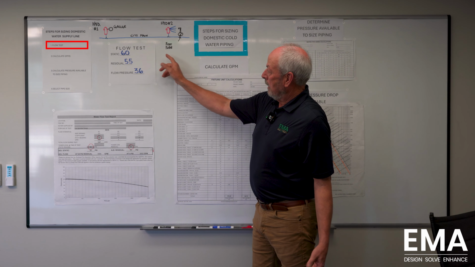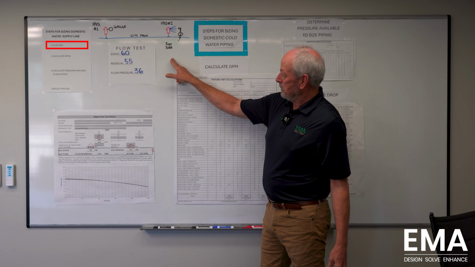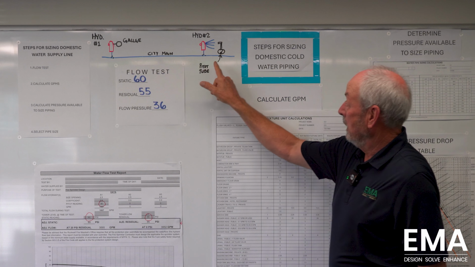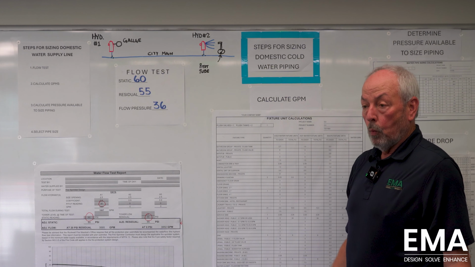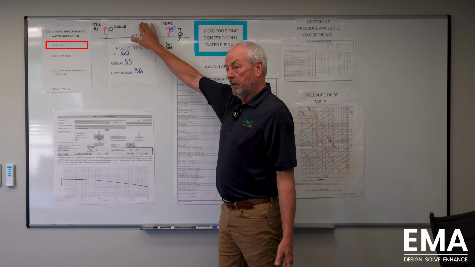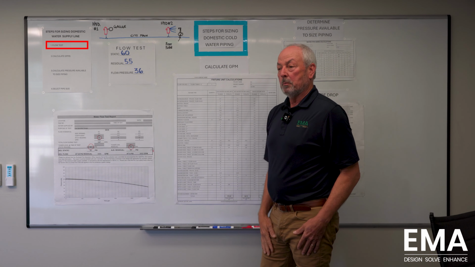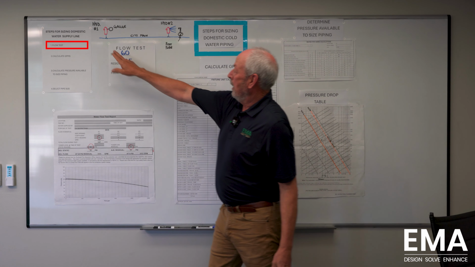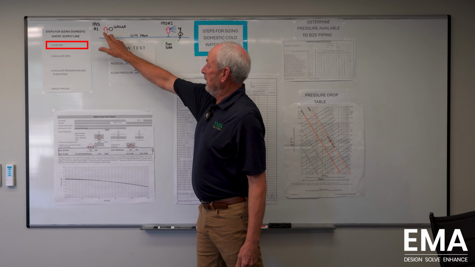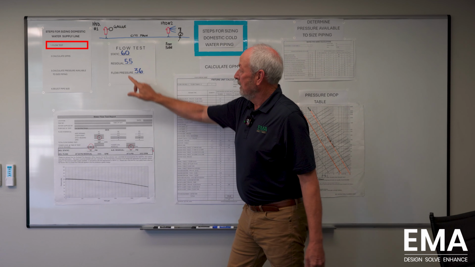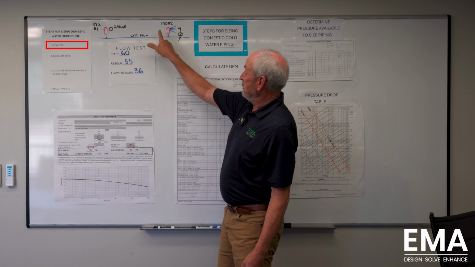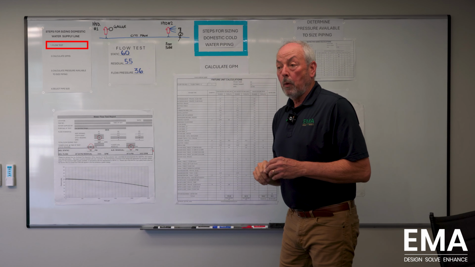I'm showing a simple arrangement of a flow test where it involves 2 fire hydrants, hydrant 1 and hydrant 2. You want this flow test to take place as close to the site as possible, so that you're getting a true reading of what's available at that site. Hydrant 1 will have a gauge on it, and they open the valve so that the gauge sees the static pressure where there's no flow. And then hydrant 2 is what's called the flow hydrant.